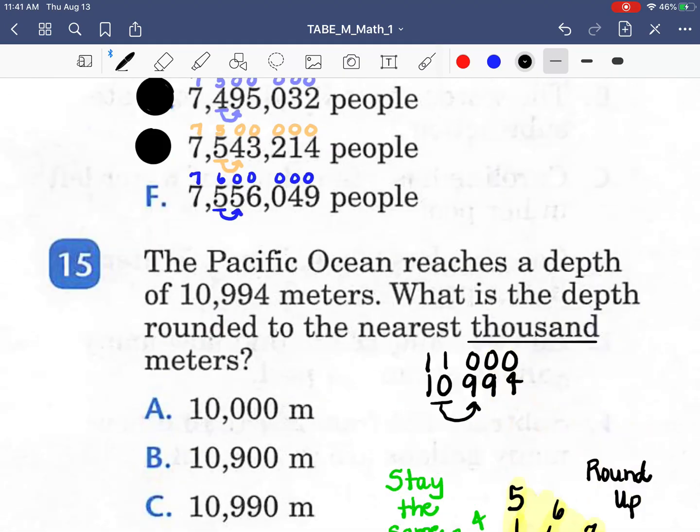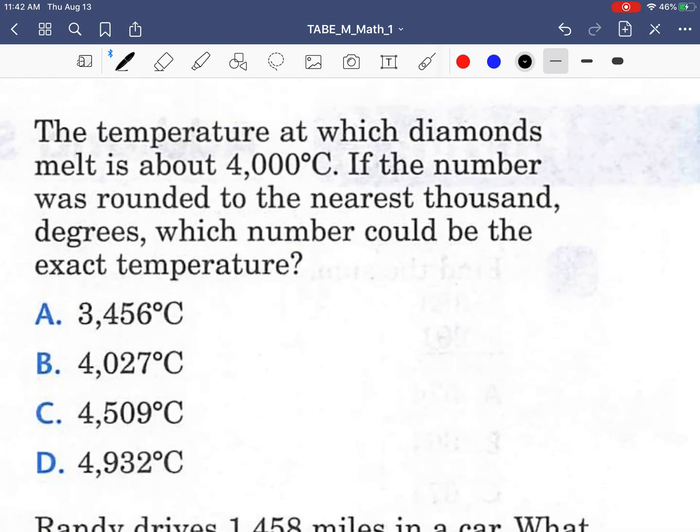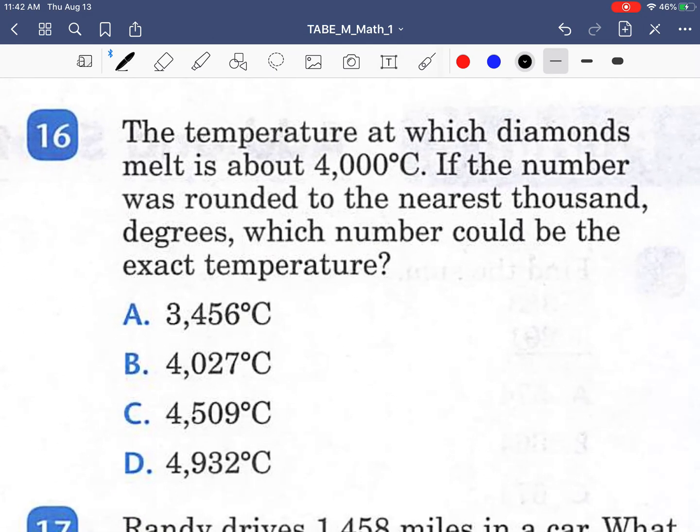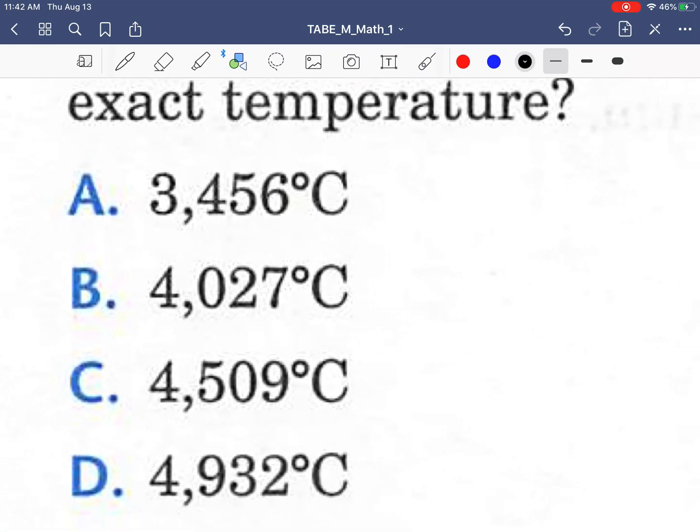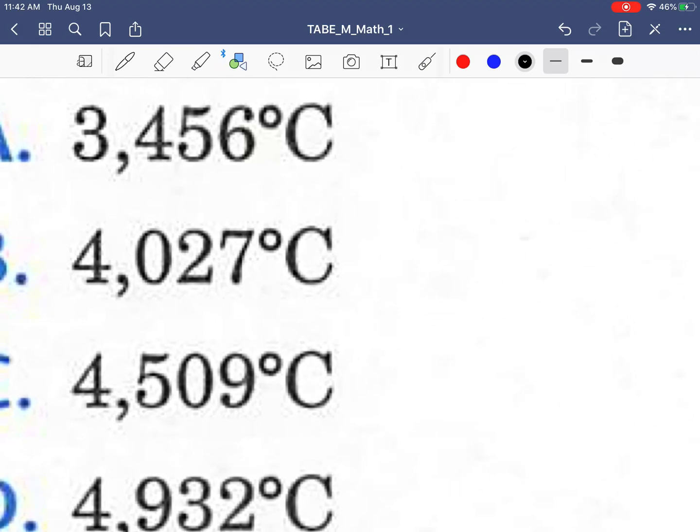Number 16. The temperature at which diamonds melt is about 4,000 degrees Celsius. If the number was rounded to the nearest 1,000 degrees, which number could be the exact temperature? So the point of reference is 1,000. The point of comparison is 4,000. So let's do some rounding. Hopefully this is getting a little easier.